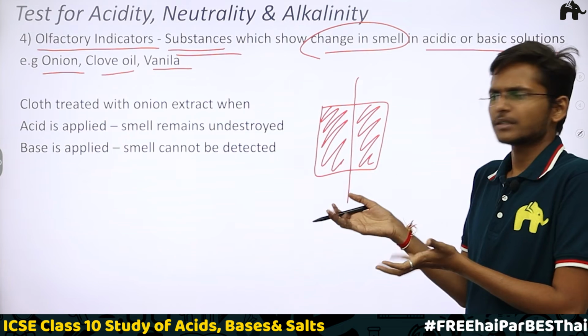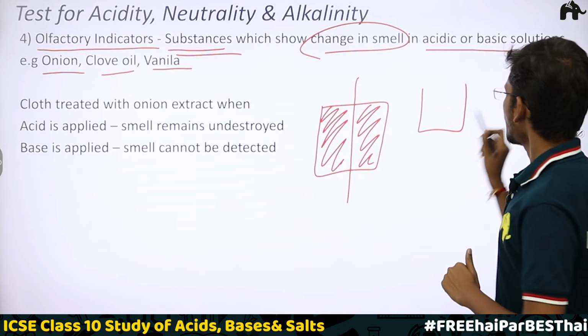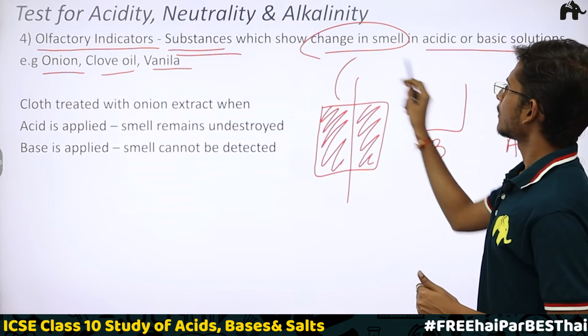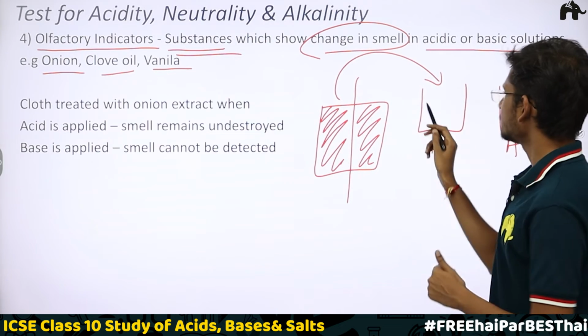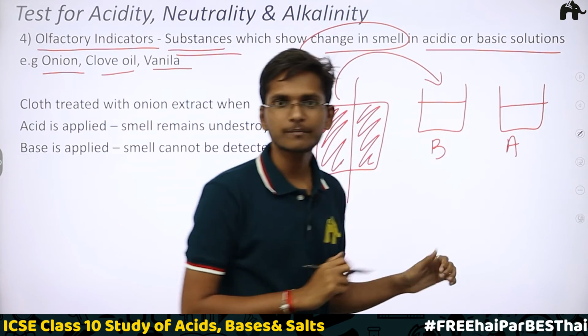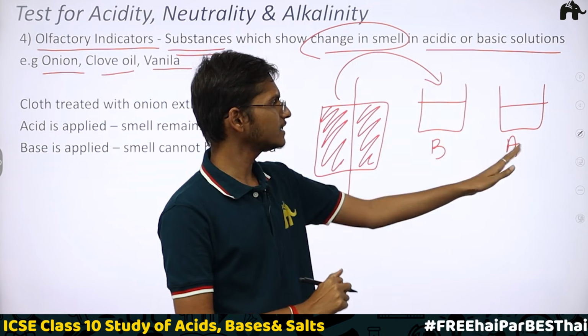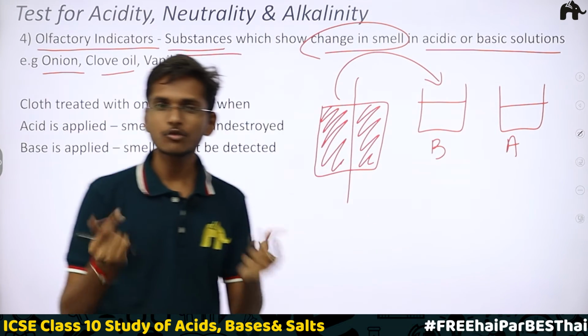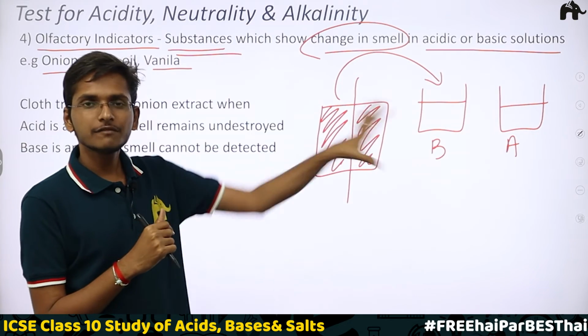It's very simple. Now what I would do is dip one of the cloth pieces in a basic solution and another cloth piece in an acidic solution. Suppose I have two solutions, one acidic, one basic. I know that, but which one is acidic and which one is basic, I don't know. So how can I quickly make out which one is acidic and which one is basic?